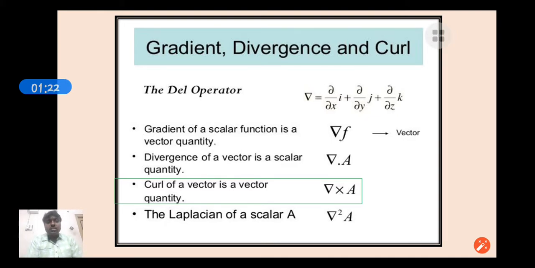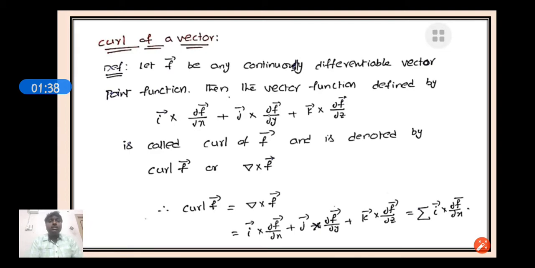If a is a vector point function, I apply the del operator on a with the help of the cross product, like del cross a. Now I define the curl of a vector point function. Let us go through the definition of the curl of a vector point function. Let f bar be any continuously differentiable vector point function.